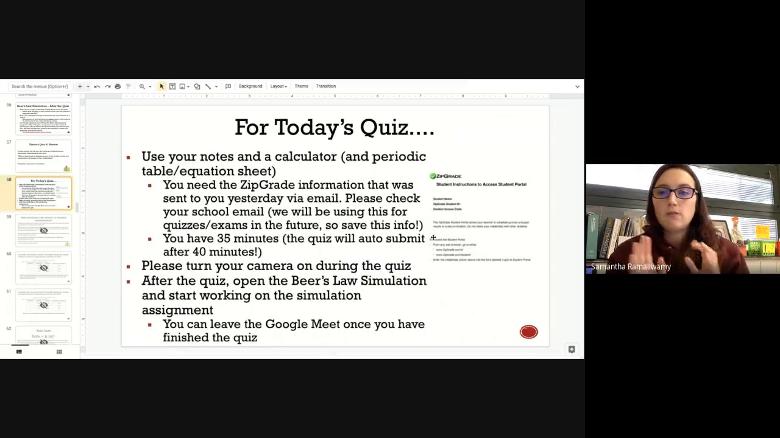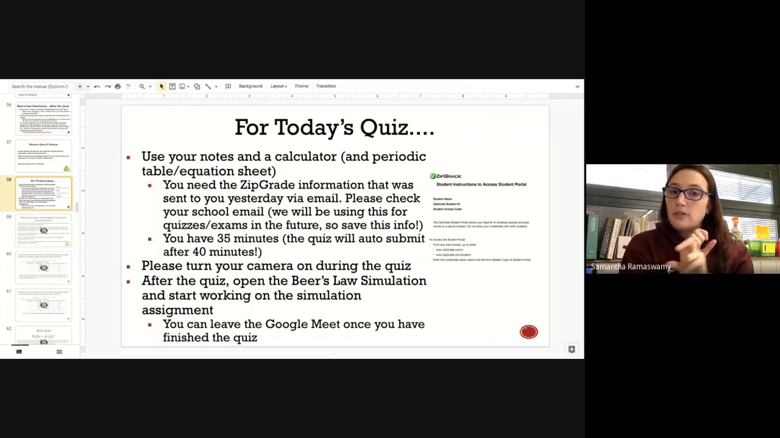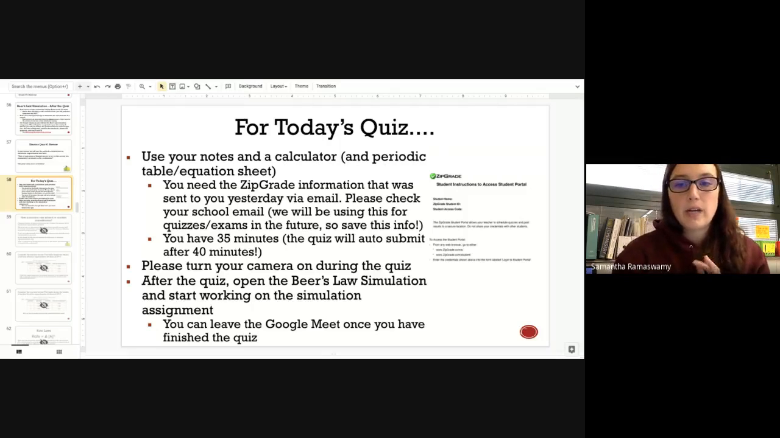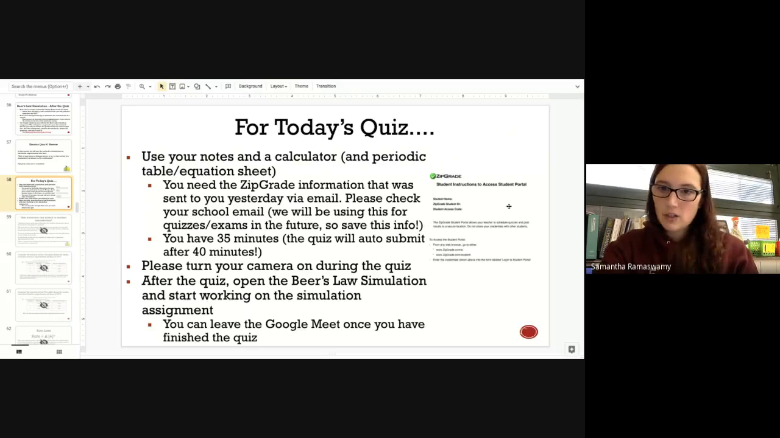So again, for this quiz, you can use your notes and a calculator. You can also have your periodic table and equation sheet out. You probably won't need it, but if it helps to have it out. You also need the ZipGrade information that I sent to you yesterday via email. So I emailed everyone a sheet that looks like this, and it said student instructions to access the student portal. If you have Mr. Carlisle, you've done this before. You cannot use the same information as his class, which is why I emailed everyone this separately yesterday.